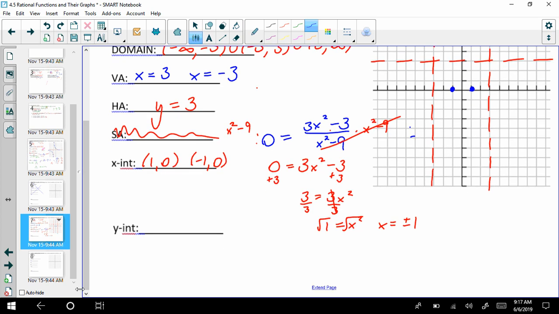The y-intercept, let's put 0 in for x. And simplify, so 0 squared is 0, 3 times 0 is 0, so I'd be left with a -3 up top. On the bottom, 0 squared is 0, minus 9, I'd be left with a -9. I'd like you to simplify that, so if I divide 3, I would get a positive 1 over 3.